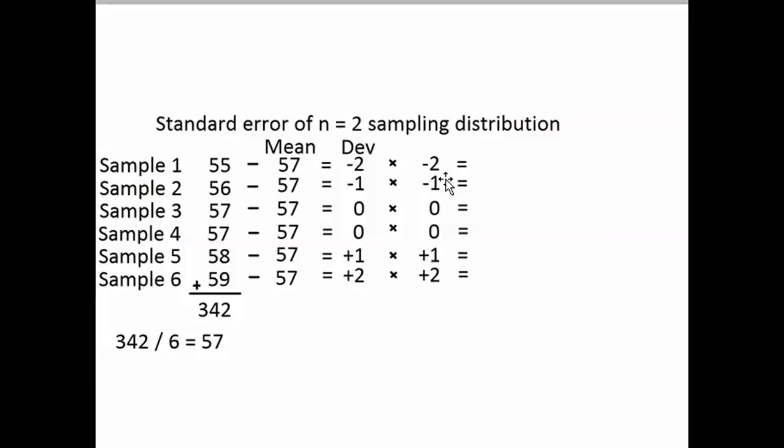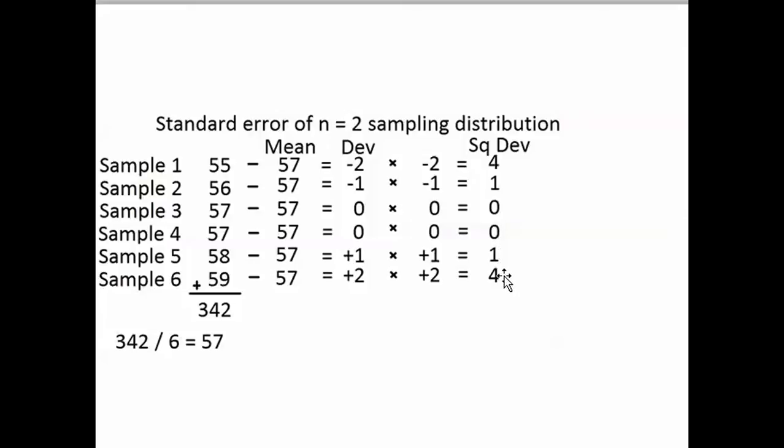So remember that we're just following the standard deviation formula, and one of the steps in the standard deviation formula is multiplying each deviation by itself. So that's what we're doing right now. Negative 2 times negative 2 is 4. Negative 1 times negative 1 is 1. These 2 equal 0. 1 times 1 is 1, and 2 times 2 is 4.